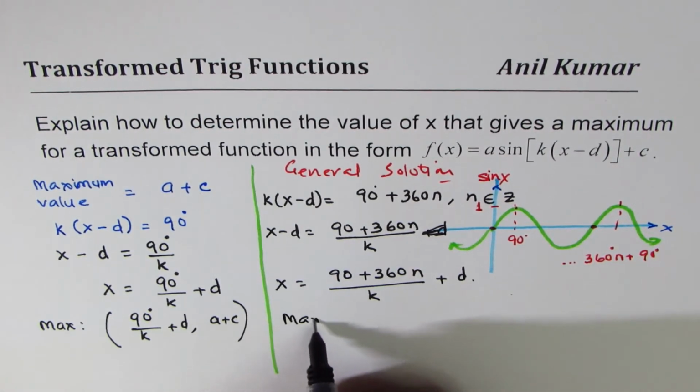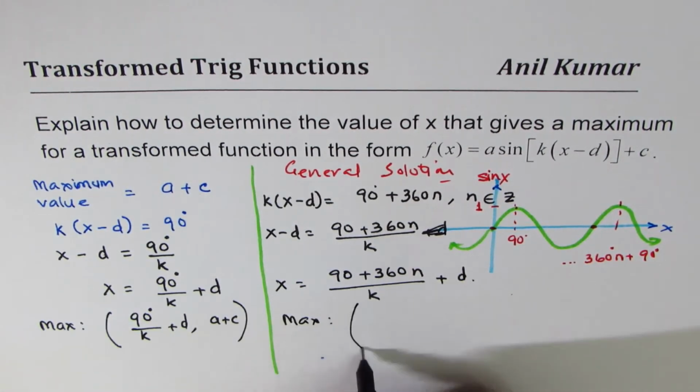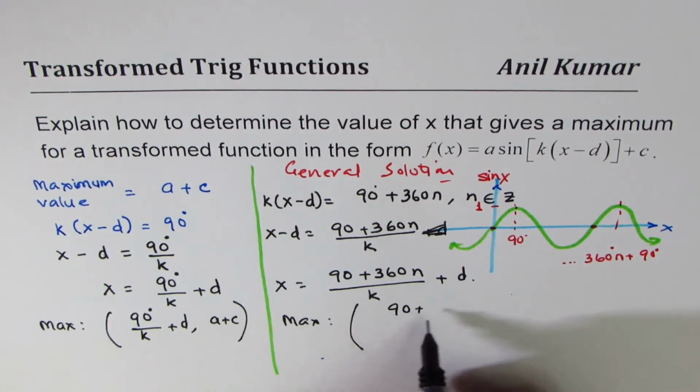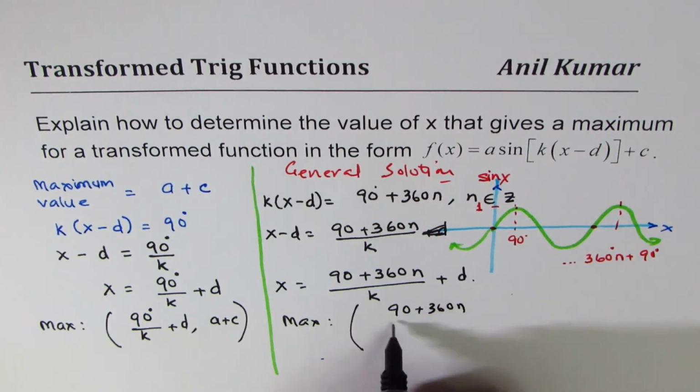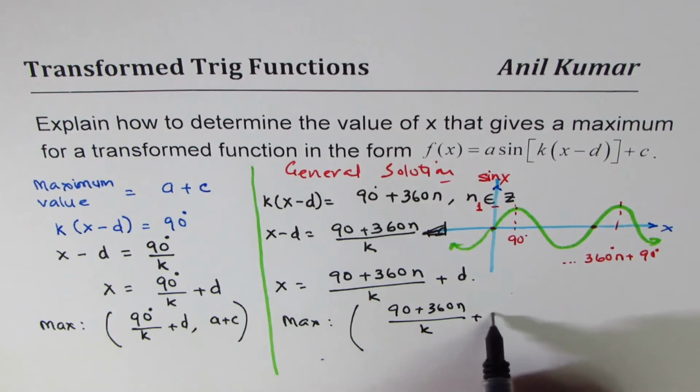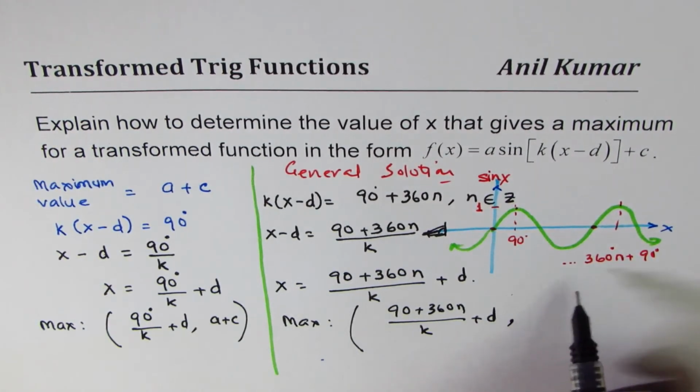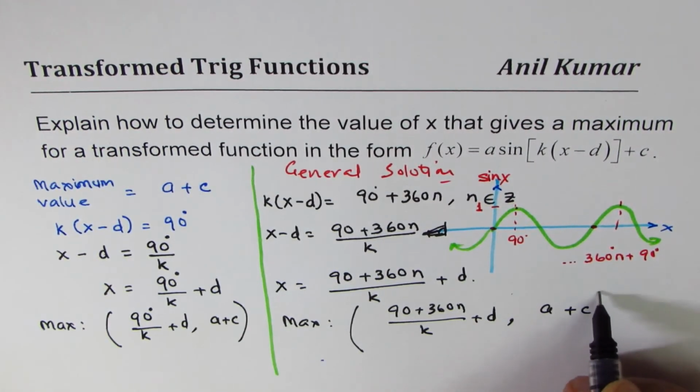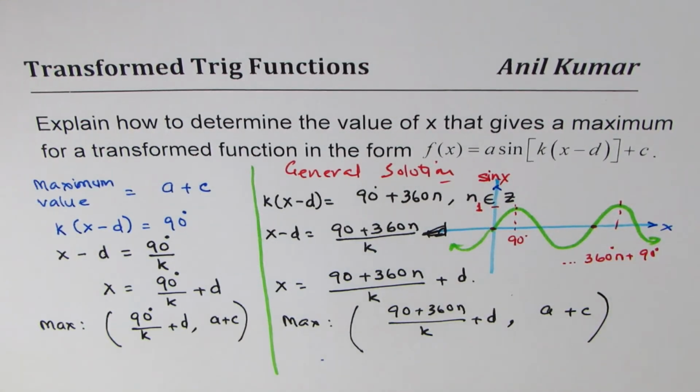And the coordinate point we could write as: the x value is 90 plus 360n over k plus d, and the y value, of course, will be A plus C. So that is how you could actually solve this question.